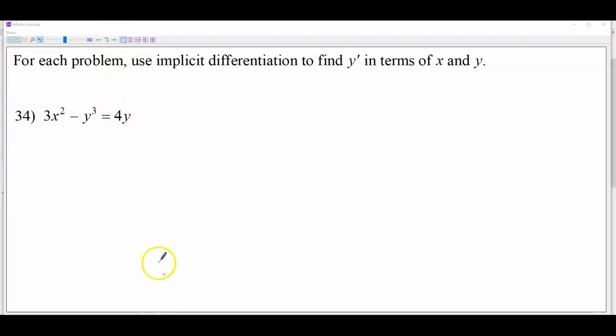More of the same, just a little bit different though. You'll notice what makes this one special is that there's two y values. Now when there's two y values, getting the y prime by itself is a little bit trickier. So here's how I've given you guys the steps in the past.